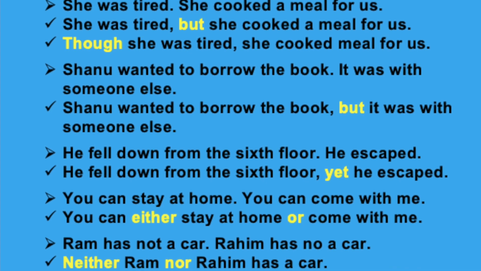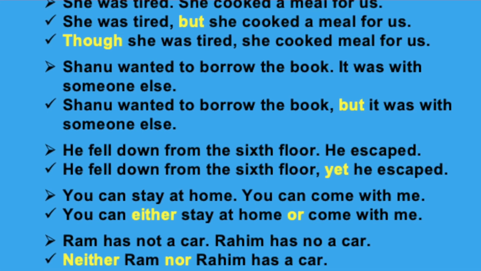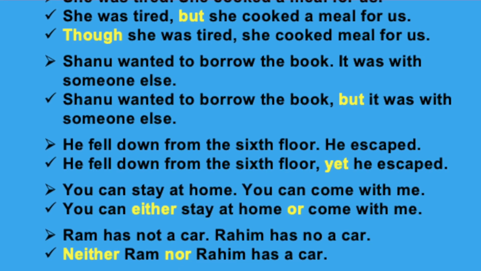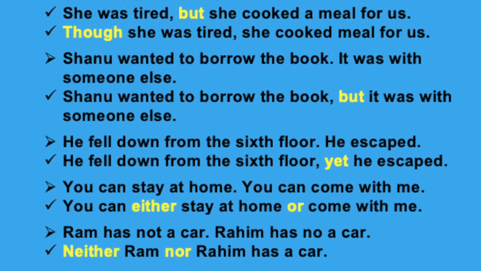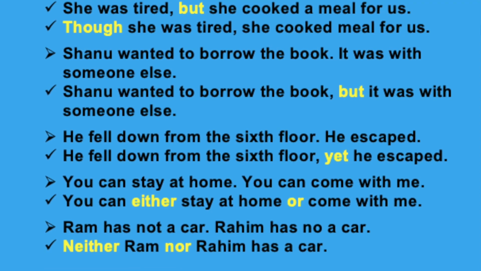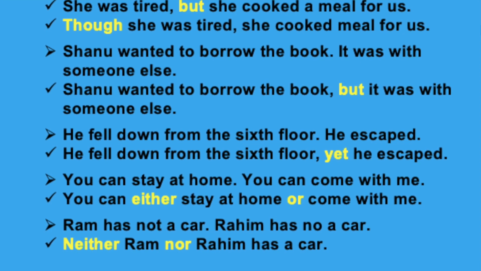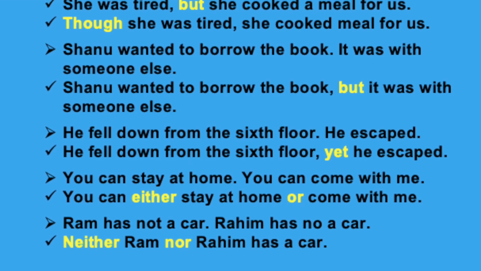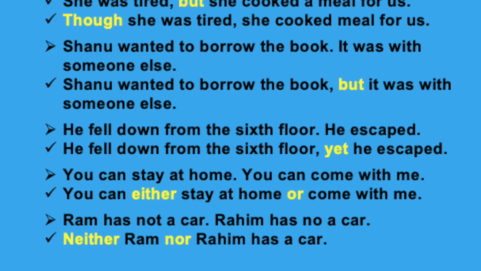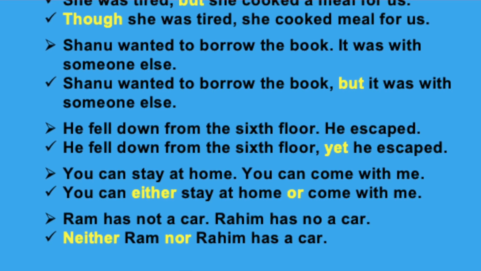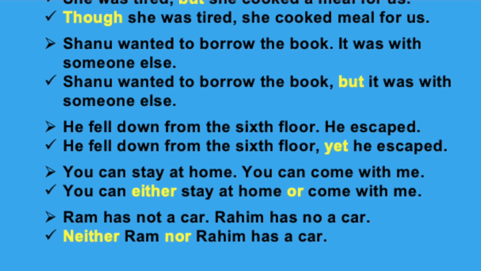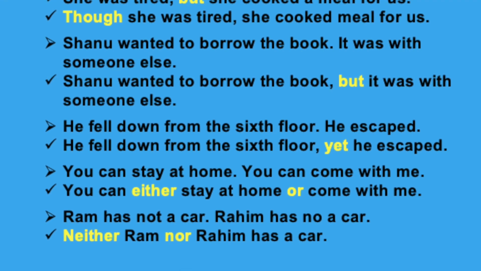You can stay at home. You can come with us. You can either stay at home or come with us. Either or is used when one of the two options has to be valid. You can select any. Neither nor is used when both the options are invalid. See the sentence. Ram has not a car. Rahim has not a car. Neither Ram nor Rahim has a car. The options are invalid. Hope you understood very well.